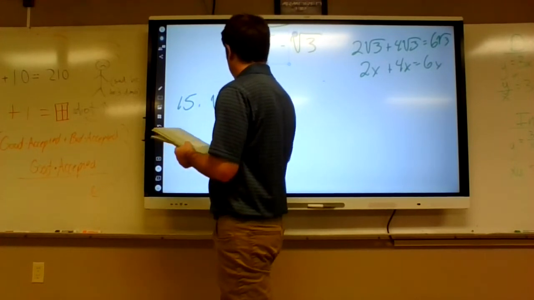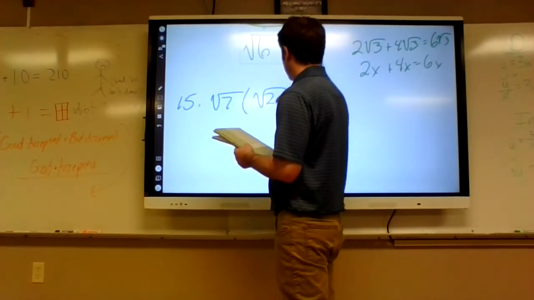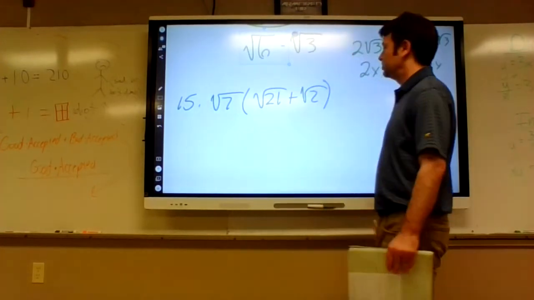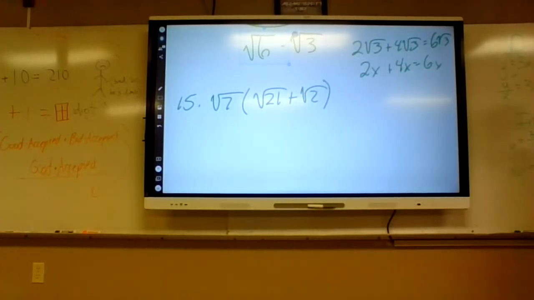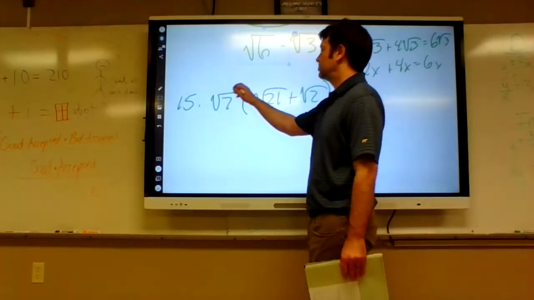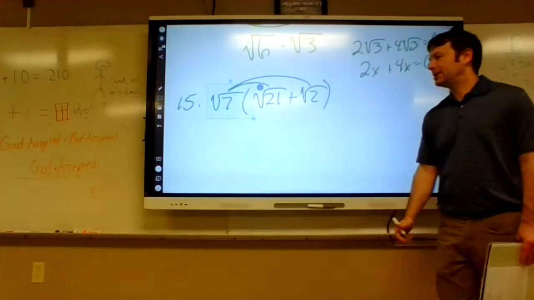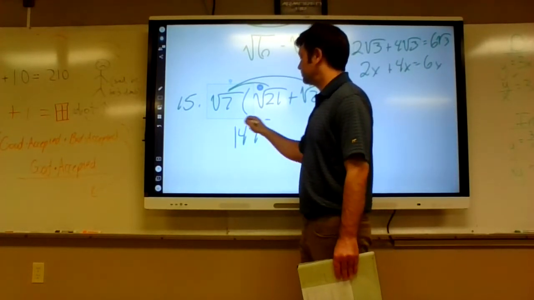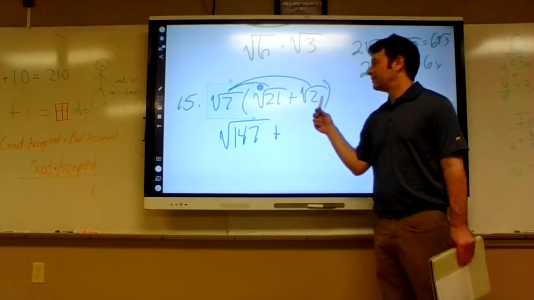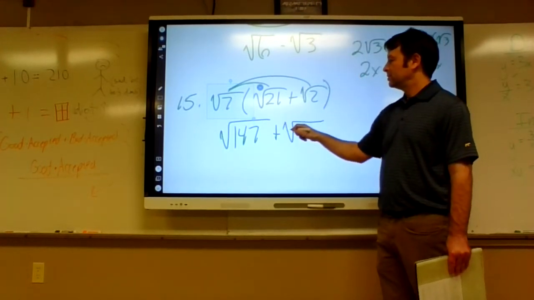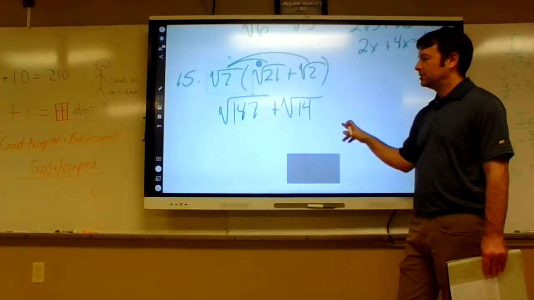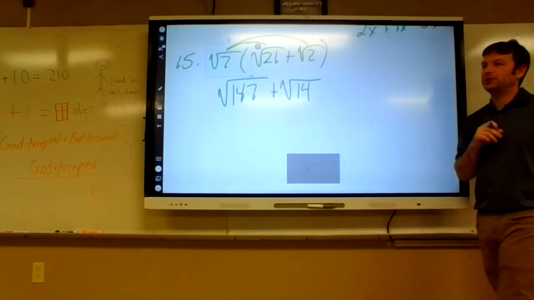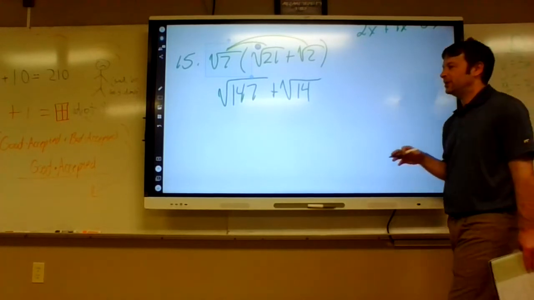Square root of 7 times square root of 21 plus square root of 2. So square root of 21 plus square root of 2 does not mix. They do not add well. So guess what I need to do? Distribute. Square root of 7 times square root of 21 is square root of 147, plus square root of 7 times square root of 2, square root of 14. What else do you guys think I could do? Are we done?